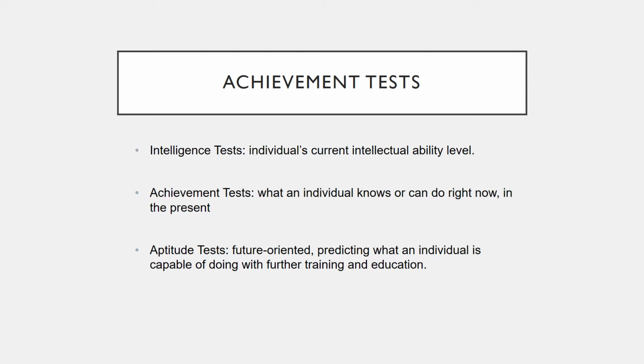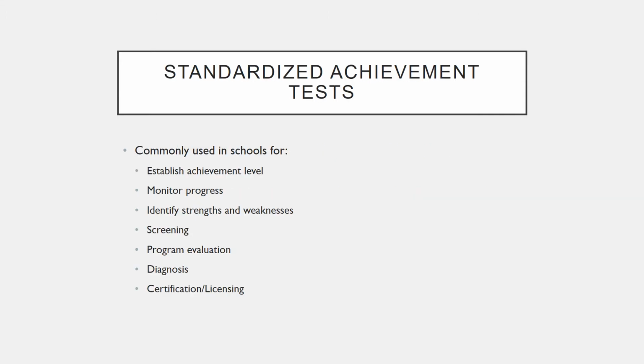And then aptitude tests are future-oriented tests that predict what an individual is capable of doing in the future with appropriate future training and education. So most of you are likely familiar with the idea of standardized achievement testing. These are used quite a lot in the schools, and these test batteries are designed to cover a broad array of content that would be relevant to most U.S.